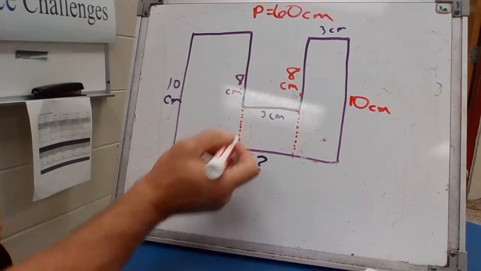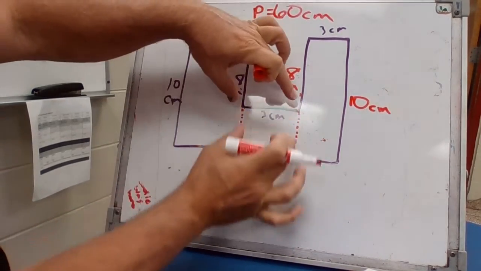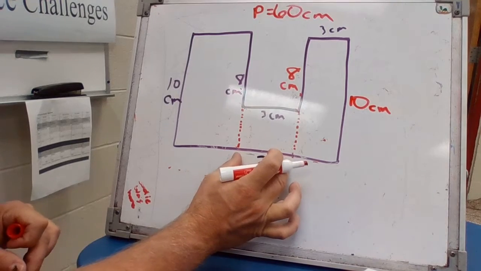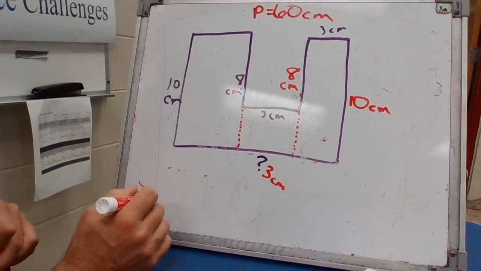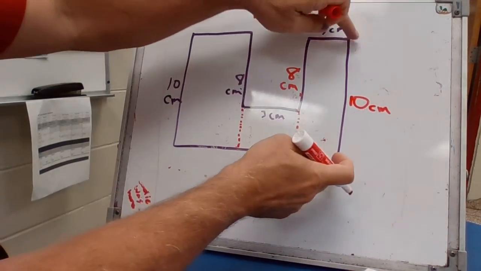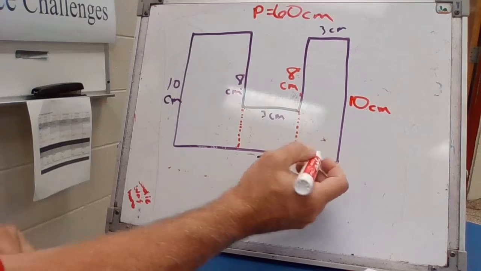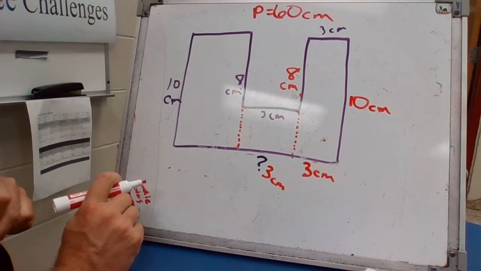What we're doing has no bearing on the problem, but we know we've got a rectangle here. This segment of this side is 3 centimeters. Here to here is 10, here to here is 10. If this is 3, then this has to be 3 centimeters.